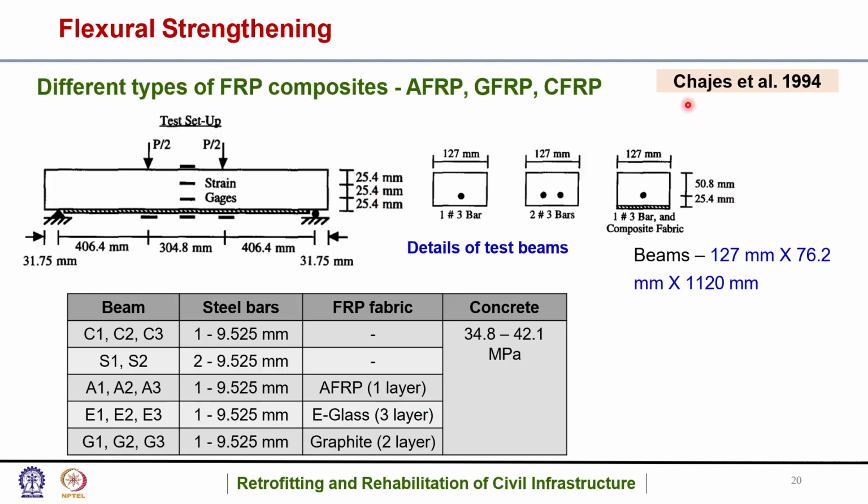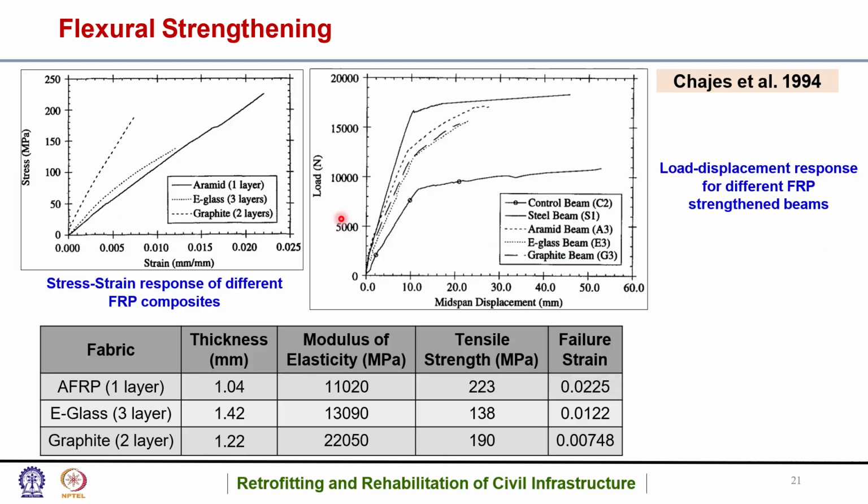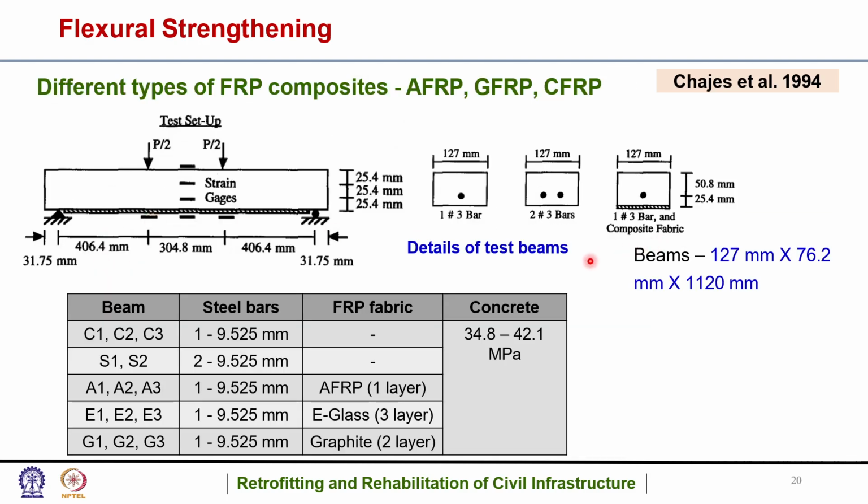So again, one more literature from 1994 showed different types of FRP composites, that is AFRP, GFRP and CFRP. These are some of the details, and these are the details of the test beams used. If you see, the stress strain response of different FRP composites has been shown. A represents aramid fiber reinforced polymer, G is glass fiber reinforced polymer, and C is carbon fiber reinforced polymer.